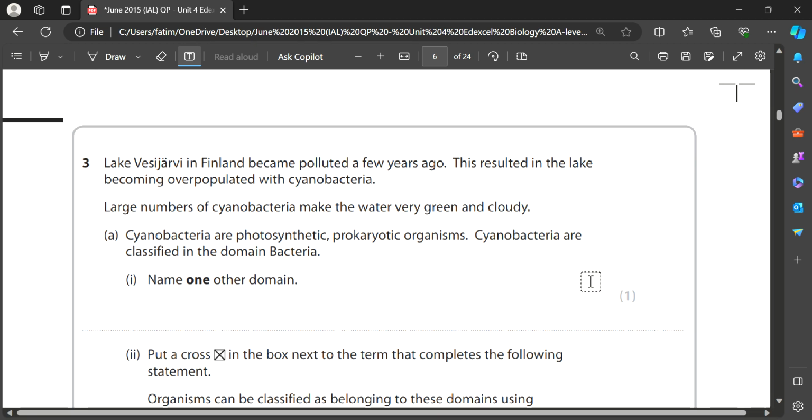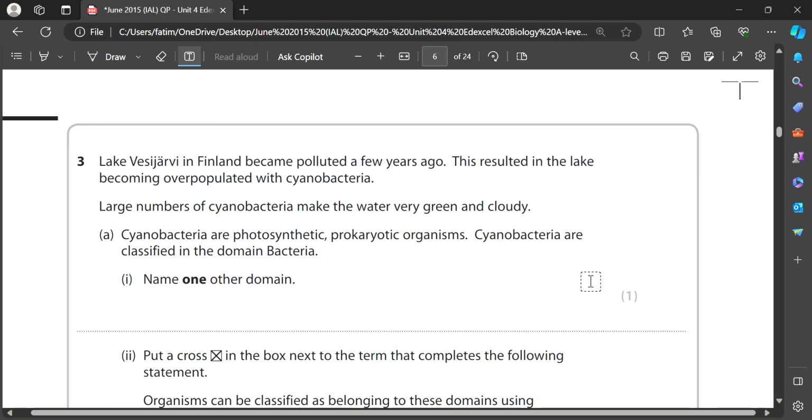Then over here we're talking about cyanobacteria. It's Lake Vesidorve in Finland that became polluted a few years ago. This resulted in the lake becoming overpopulated with cyanobacteria. Large numbers of cyanobacteria make the water very green and cloudy. Cyanobacteria are photosynthetic prokaryotic organisms. Cyanobacteria are classified in the domain bacteria. Name one other domain. This is a simple question, you don't even need the question to make it make sense. It could be anything.